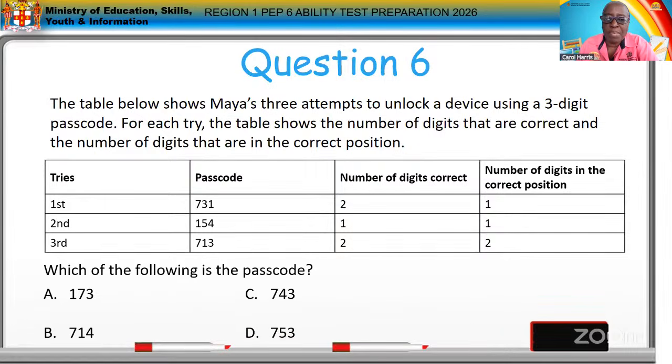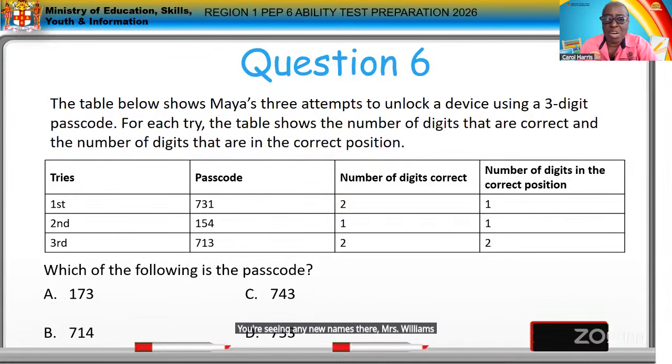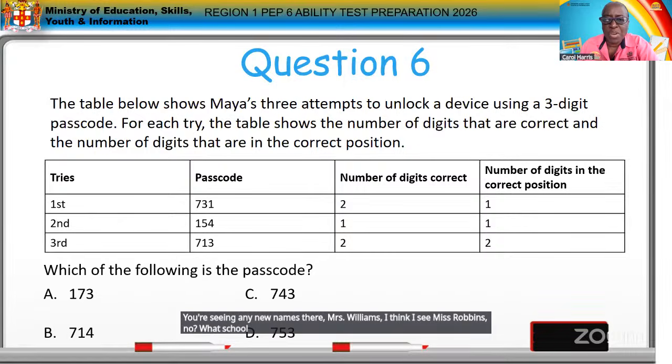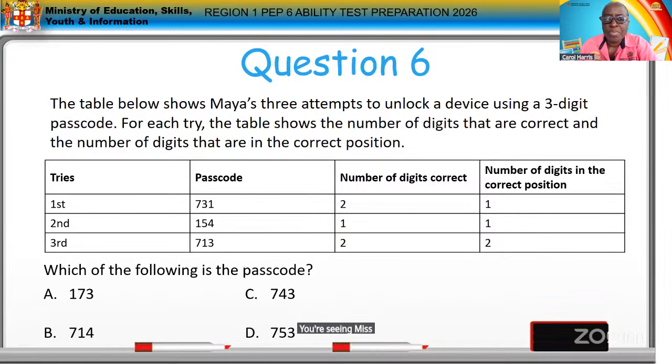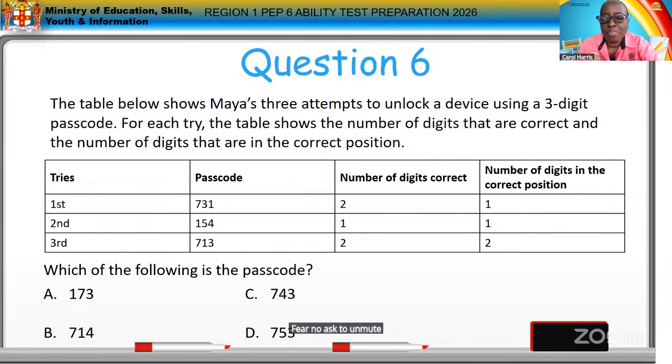Who is the next person that is in line? I wanted to allow some other hands, but I'm not seeing any different hands. Are you seeing any new names there, Mrs. Williams? I think I see Miss Robinson. Which school is Miss Robinson from? Miss Robinson is a little lower down, from Mona Prep and Jesse Paul. All right. So we're going to ask you to unmute. Please, when you get the prompt to unmute, please take it. You're now asked to unmute. Go ahead, Miss Robinson's class.